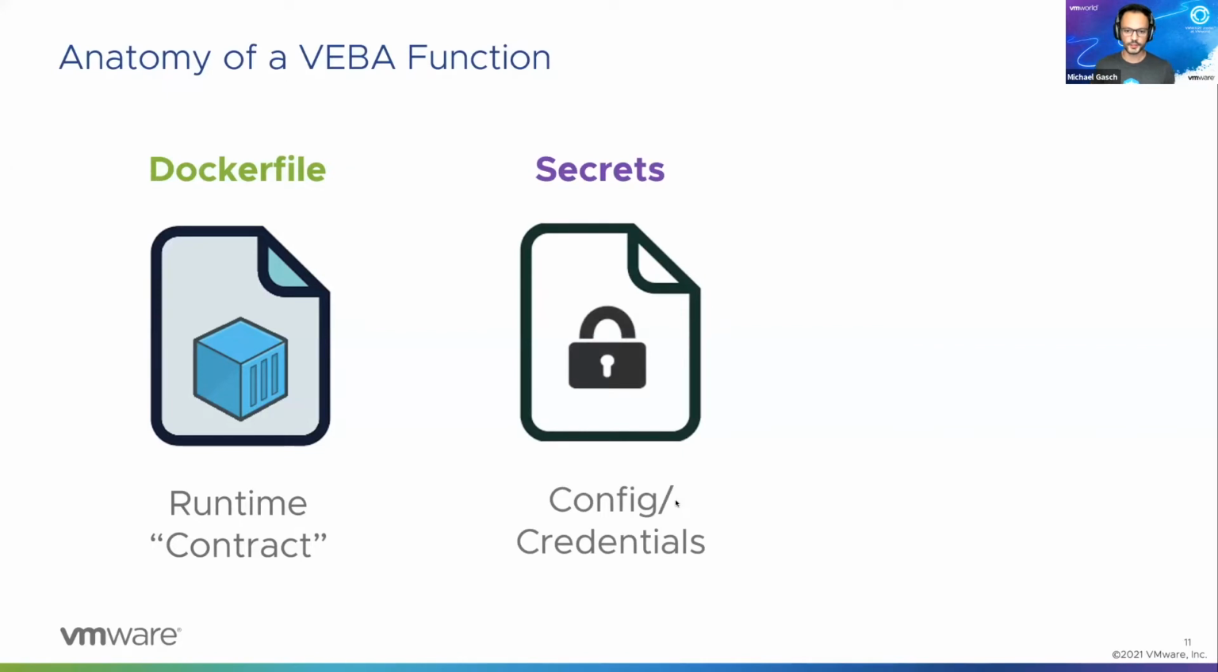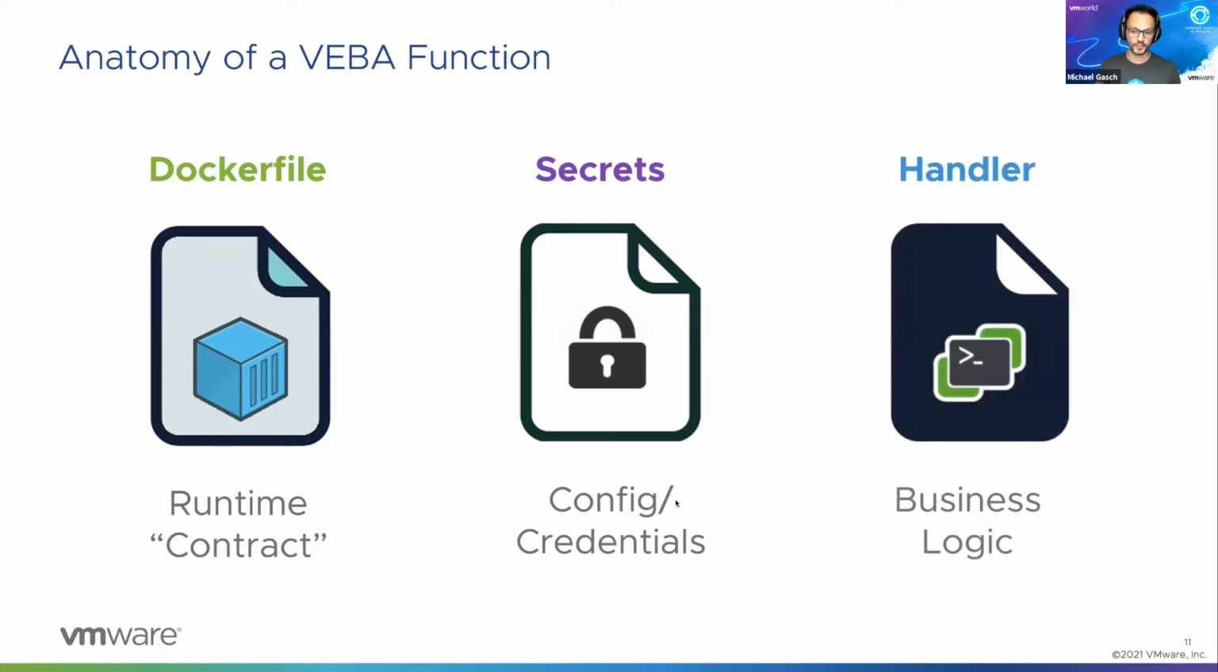The next one is secrets and configuration-related data, because it's good practice to keep configuration or dynamic content outside of your actual function logic. So we have the concept of secret in VEBA, which uses the secrets concept in Kubernetes, if you're familiar with that, to inject configuration or credentials like vCenter credentials or Slack tokens and so on. They will be bound dynamically through the lifetime of your function when you deploy.